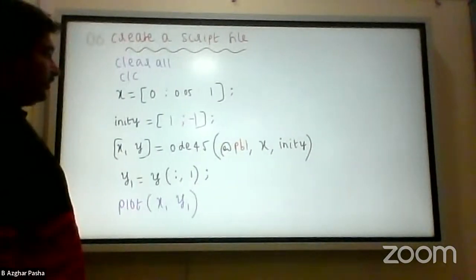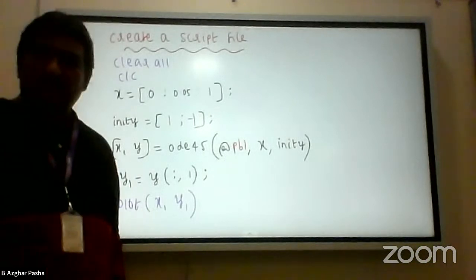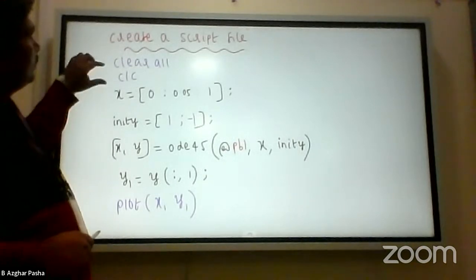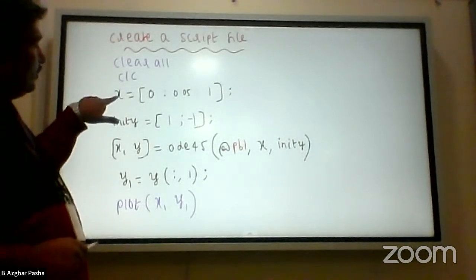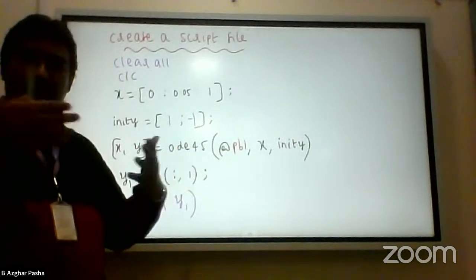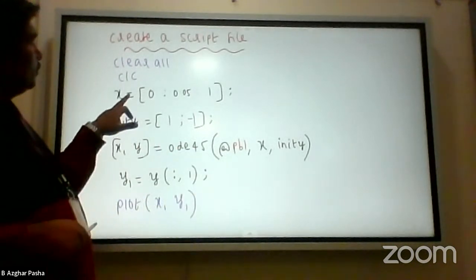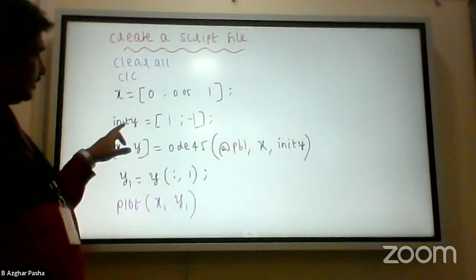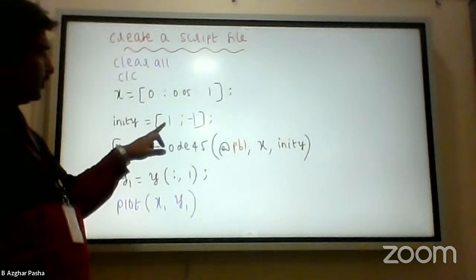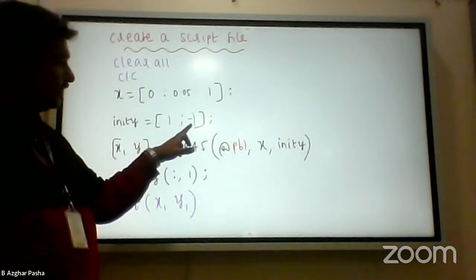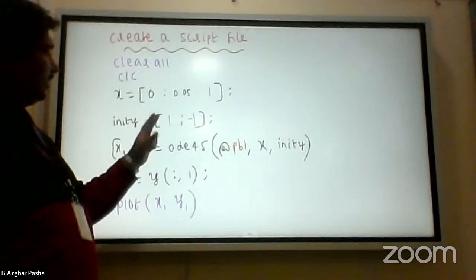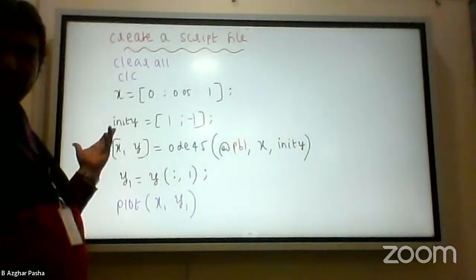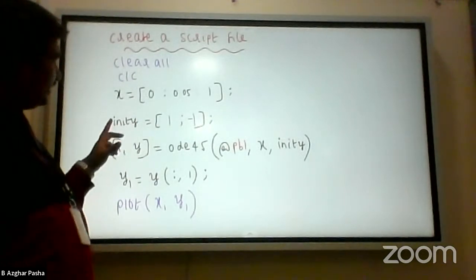Next, I'll create a script file. I'll illustrate all these things. So in the script file, the boundary is from 0 to 1. X equal to 0 to 1 with the step length of 0.05 I have given. These are the initial conditions. Initial condition y of 0 is 1, y dash of 0 is -1. I have stored it as an array, inty, anything, capital B, capital C, whatever you want. I have got the initial values of y.